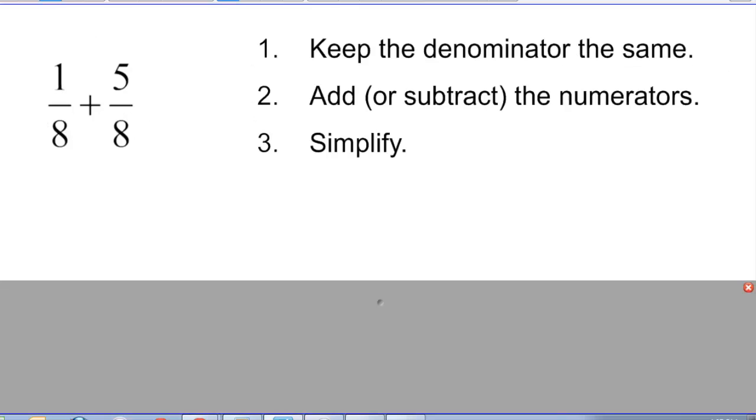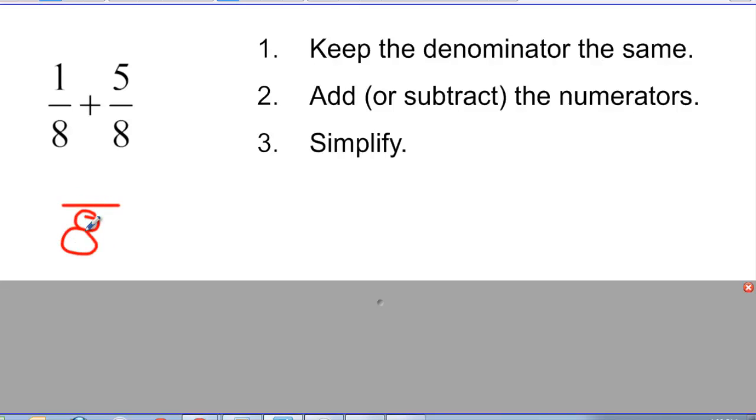All right, now if I'm adding two fractions that have like denominators together, so these two have the same denominator already, I'm going to, in my answer, keep the denominator the same, add or subtract the numerators, in this case add because I'm adding, and then simplify. So if I'm looking over here at writing my answer, I'm going to keep my denominator the same.